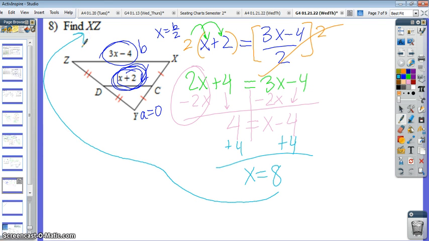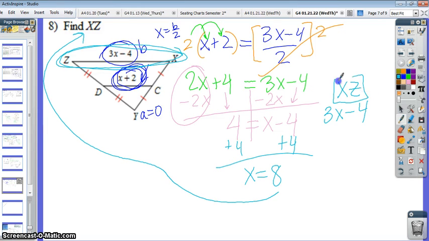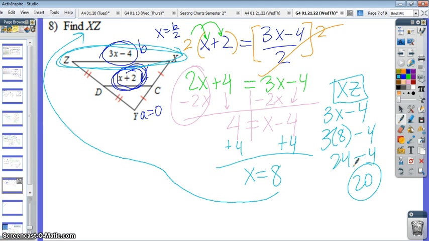Now, if we want to find, here for number 8, we're asked to find xz, right? So let's take that 8 and plug it in to xz, okay? So 3 times 8, we get 20, okay?